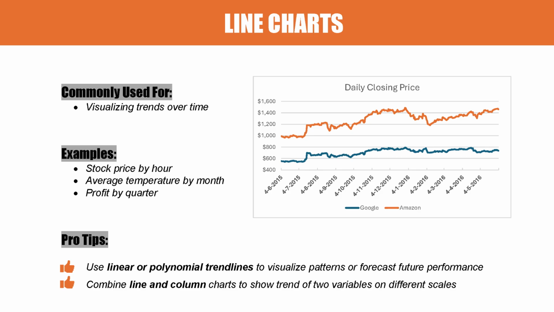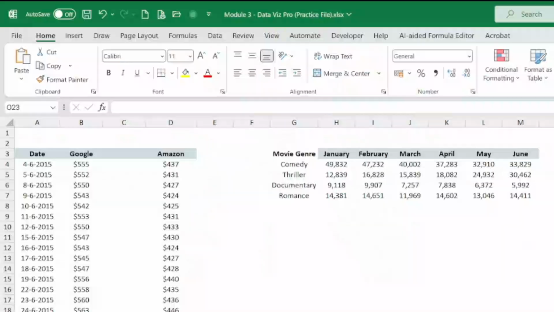To understand better, let's see with an example. So here we have some data about the Google and Amazon stock price and also ticket sales of different movie genres over a period of 5 months. So here, using this data, we will be creating the line chart.